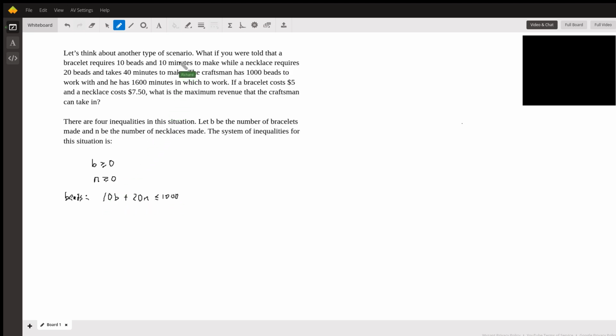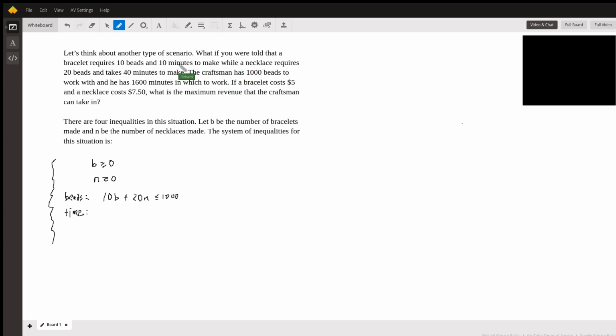And then there's the amount of time it takes, 10 minutes and so on. We'll get to that later. But there's a constraint having to do with time, because we have a limited amount of time. These things up here are called constraints. There's another constraint on time. So the number of beads that we can get is constrained, and the amount of time we have available to work on this project is constrained.